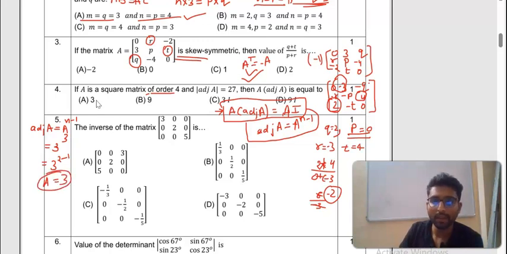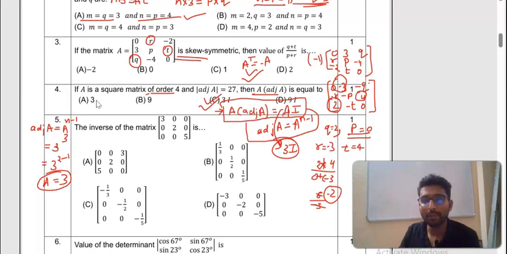A की वैल्यू क्या है? 3. और अगर आप इसमें पुट करते हैं तो it's 3i. That is the value of A adjoint A. So A adjoint A is equal to 3i.